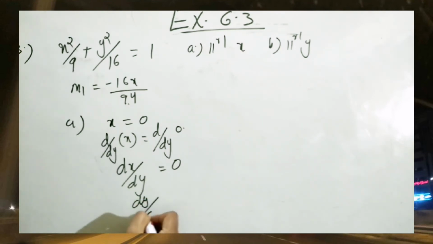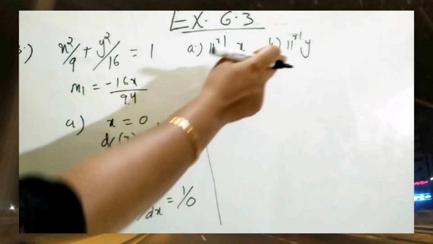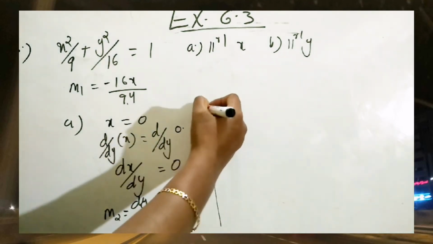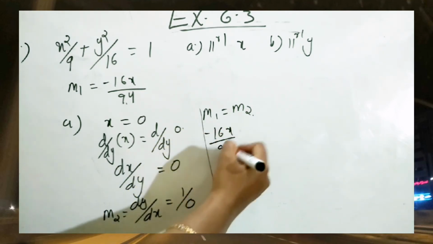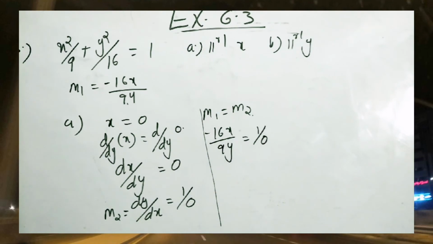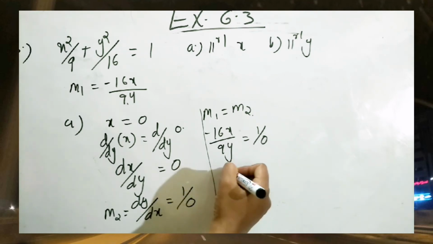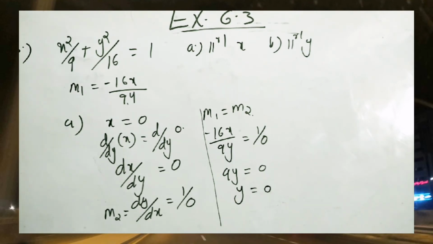Then what is dy by dx? dy by dx is equal to 1 by 0. Now let it be m2. The y-axis and this tangent are parallel. So m1 is equal to m2, that is minus 16x divided by 9y is equal to 1 by 0. Cross multiplication, then we will have 9y is equal to 0, and y is equal to 0 we will get.